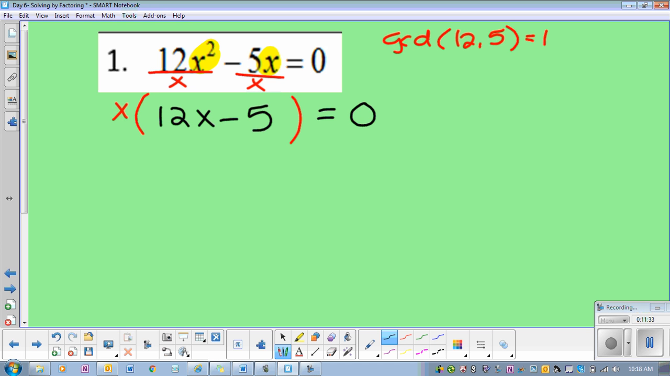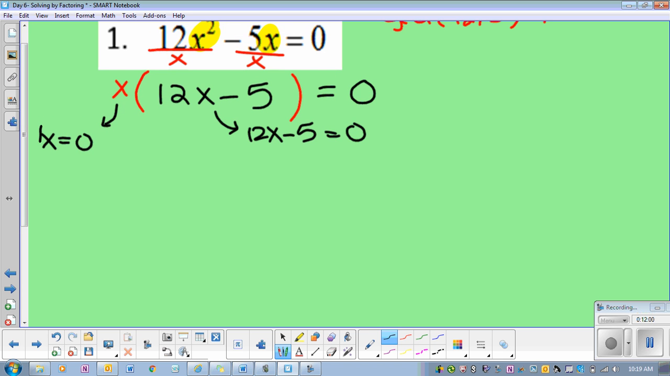So, mini equations. Everybody gets set equal to 0. So this guy out here, x, that equals 0. And then this guy here, 12x minus 5, that equals 0. Right? This one, do I need to solve anything? x equals 0? No, that's already done for me. Great.